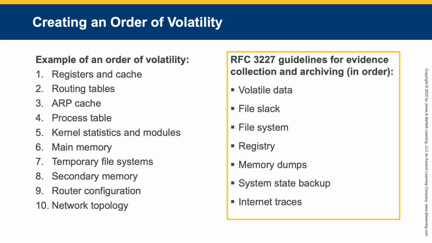So, creating an order of volatility. Examples of the order of volatility: registers and cache, routing tables, ARP cache, process table, kernel statistics and modules, main memory, temporary file systems, secondary file systems, router configuration, and network topology. RFC 3227 guidelines for evidence collection and archiving, in order, are volatile data, file slack, file systems, registry, memory dumps, and system state backup, internet traces.